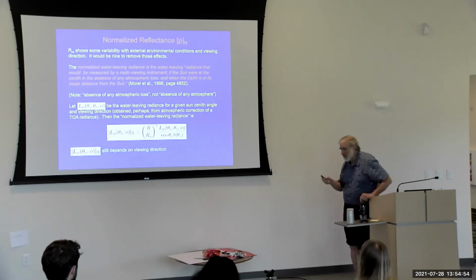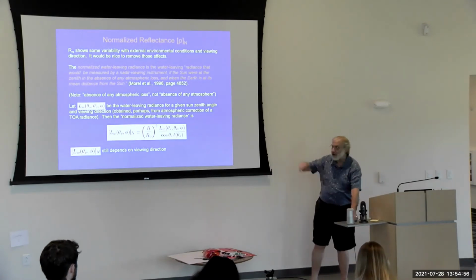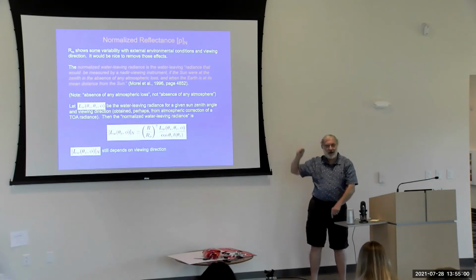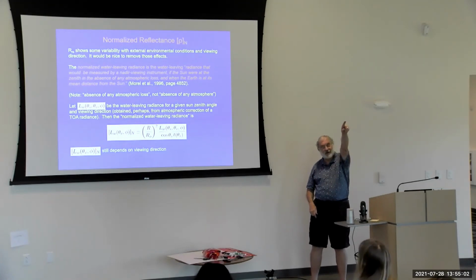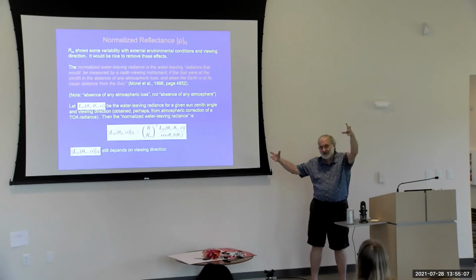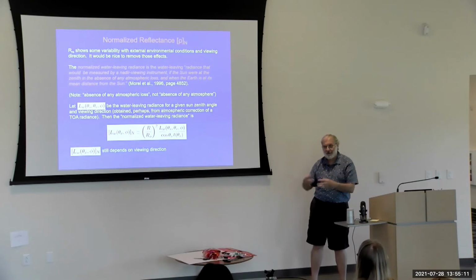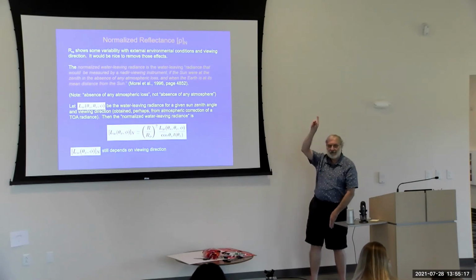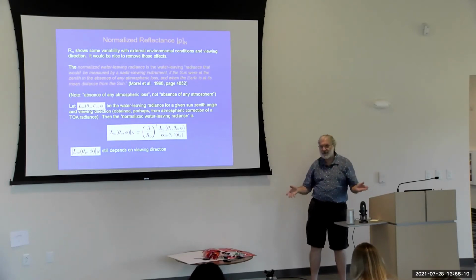So in other words, Morel says, I made my measurement over here, the sun was here, I was looking there. Somebody else comes along, they make a measurement, the sun's over here and they're looking over there. It would be nice if we could take those 2 different viewing geometries and normalize them to where it was like we were all looking straight down and the sun was straight overhead and there was no atmospheric absorption.